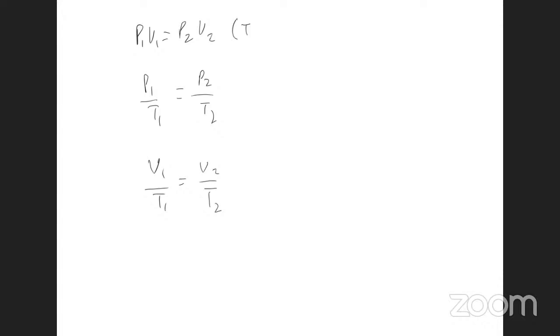All right, so nice. Those are your gas laws. We looked at all the gas laws: P1V1 equals P2V2, P1/T1 equals P2/T2. All that's saying is that the ratio of pressure and temperature is the same no matter what. V1/T1 equals V2/T2. And we know whose law it is. For the first law, temperature is constant. For the second law, volume is constant. And for the last law, pressure is constant.